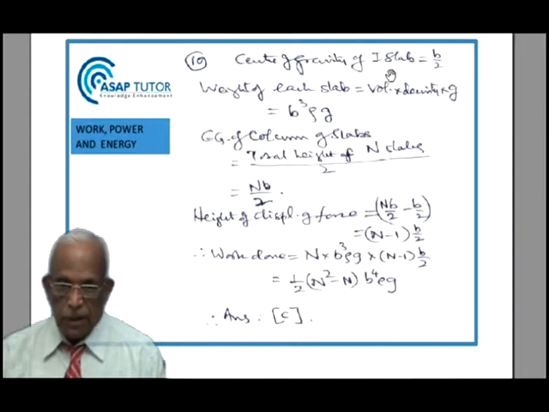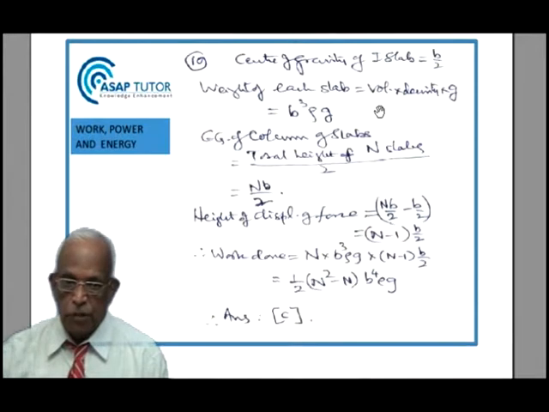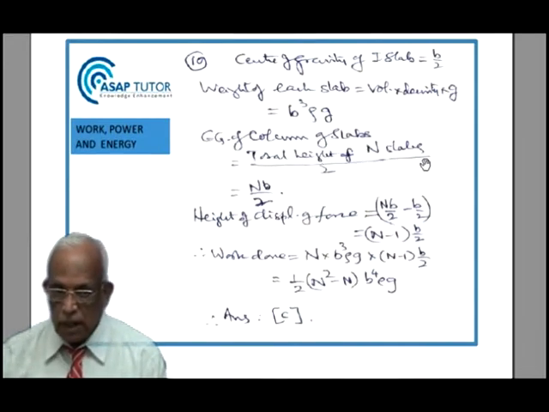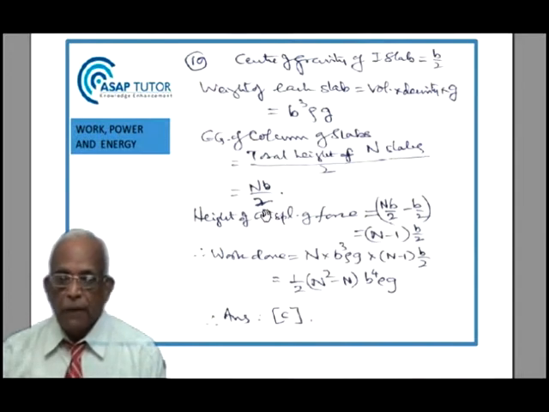The center of gravity of the first slab is going to be B by 2, because B is the height. Weight of each slab is volume into density into g, where volume is B cube, density is rho, and g is the acceleration due to gravity. So CG of the column of slabs is going to be total height of N slabs divided by 2. So it's going to be N into B divided by 2.